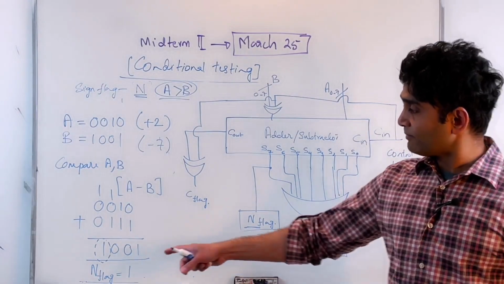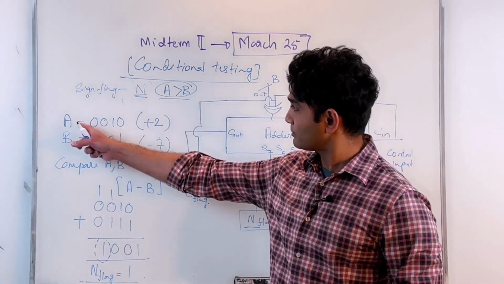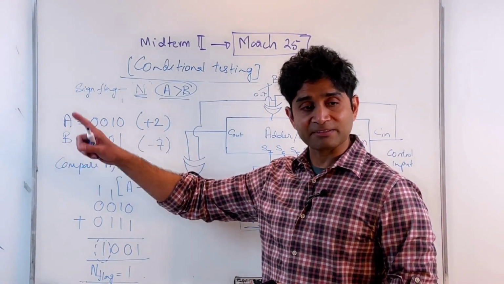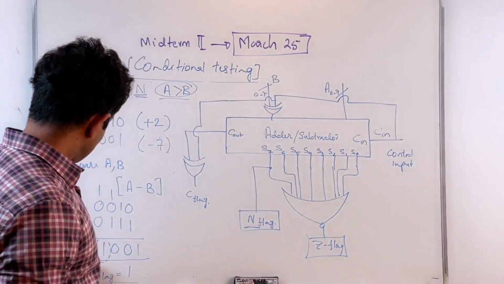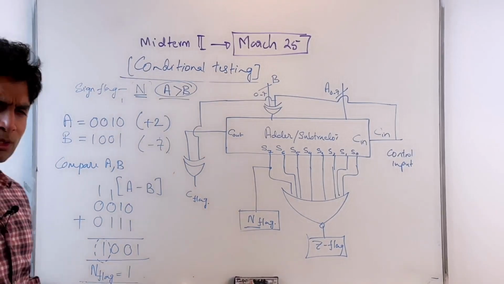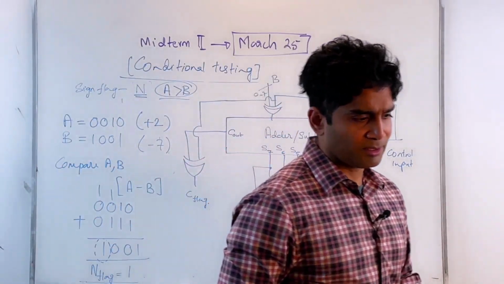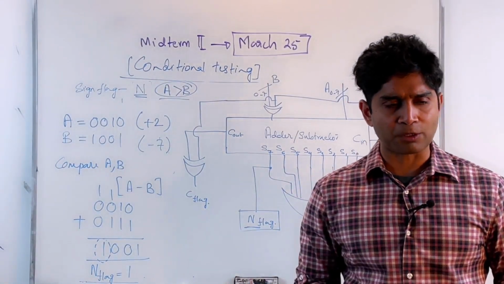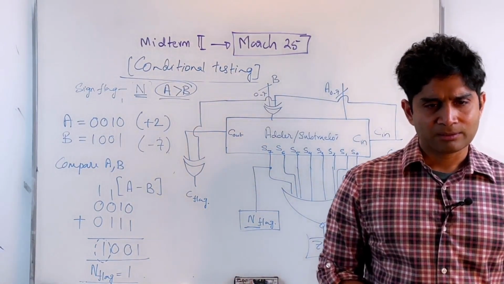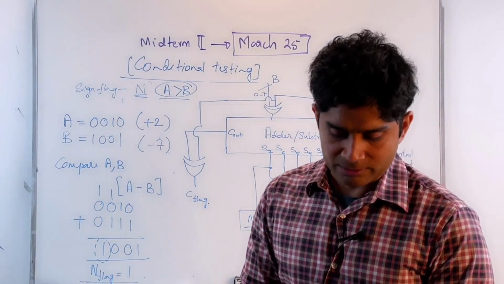I expected my N flag to be 0 here because my A is larger than B. A minus B should have given me an answer larger than 0. However, in this particular example, my N flag is set. So what could be happening here? Why the discrepancy? It seemed like a pretty straightforward thing. Can you identify what happened here?